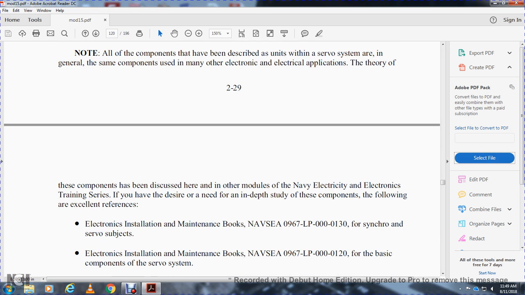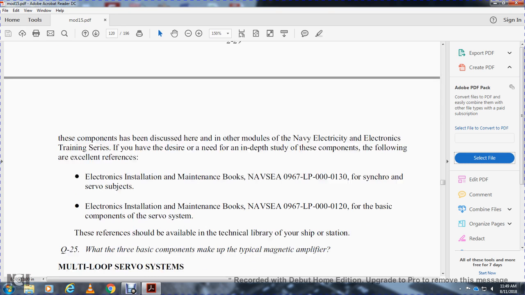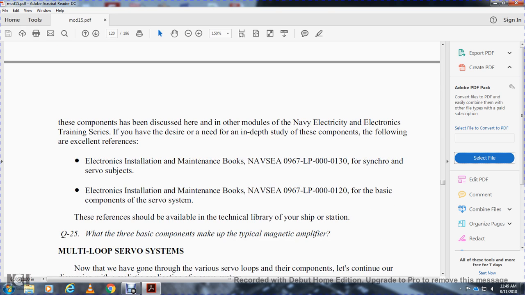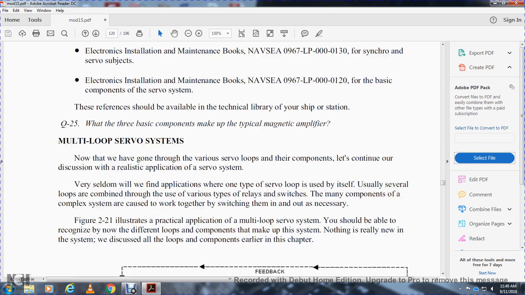the electrical installation and maintenance books, Navy C 0967 LP 0001 0130, Synchro and Servo subjects, and Navy C 0967 LP 000120 for basic components of servo systems. The references should be available in the technical library of your ship or station.